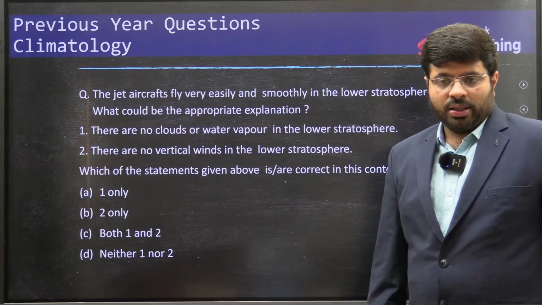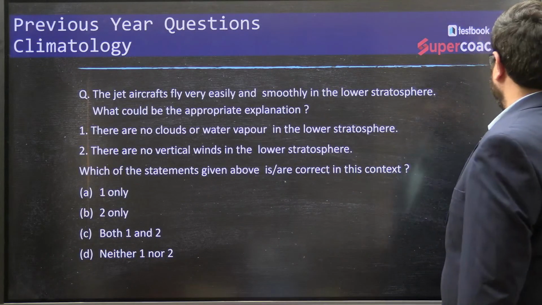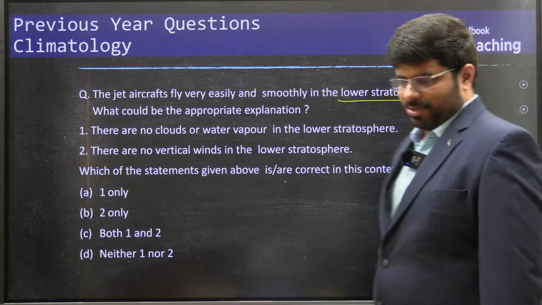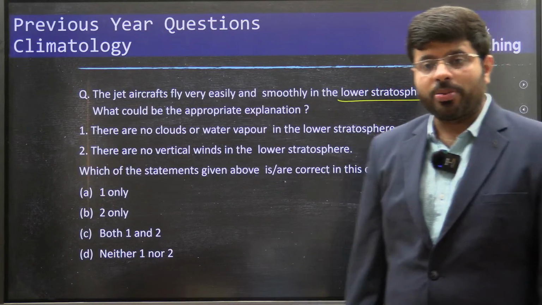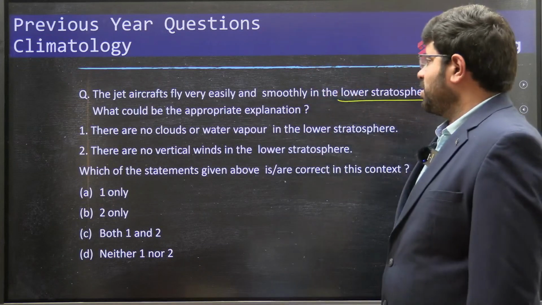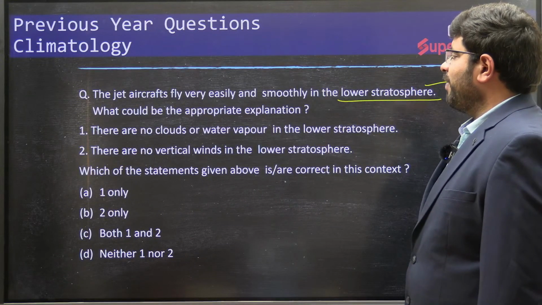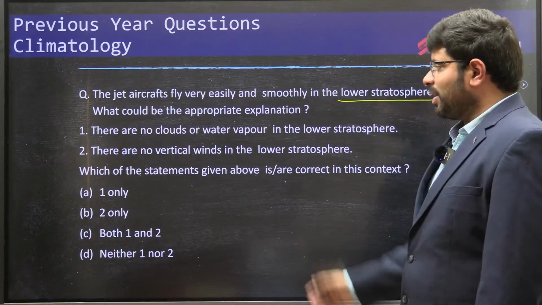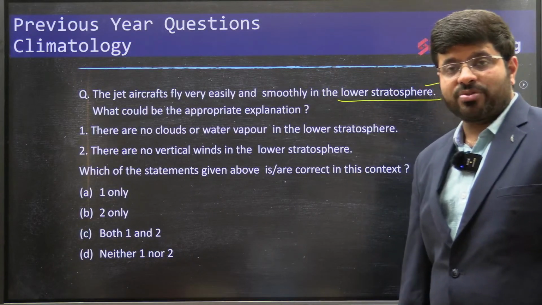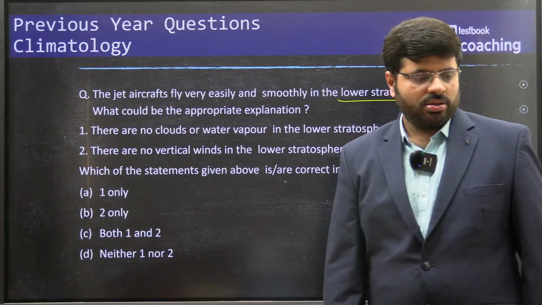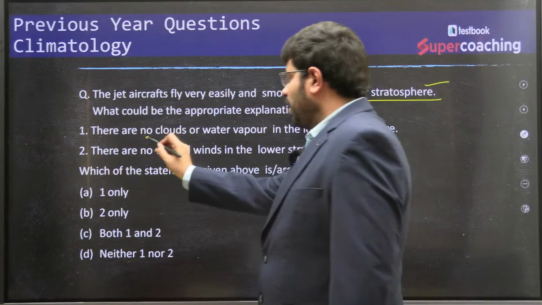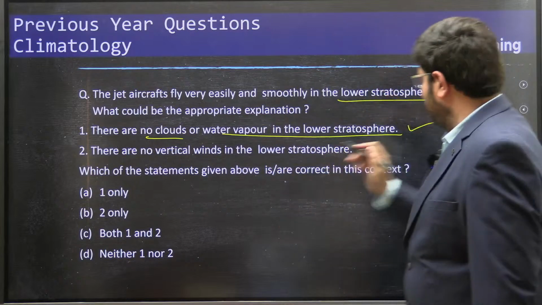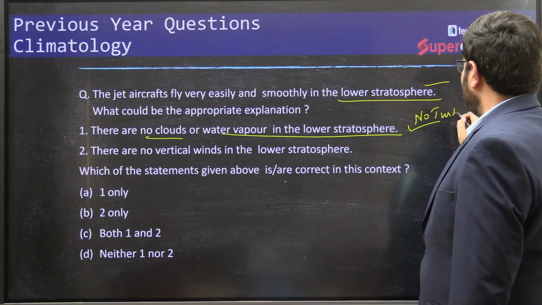Then, the next question: jet aircrafts fly very easily and smoothly in the lower stratosphere. What could be the appropriate explanation? You do find jet aircrafts moving in the lower stratosphere, isn't it? The reasons are both: there are no clouds or water vapor in the lower stratosphere, because of which there is no turbulence.